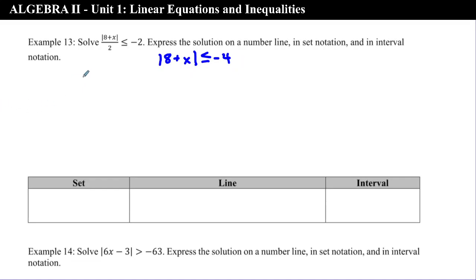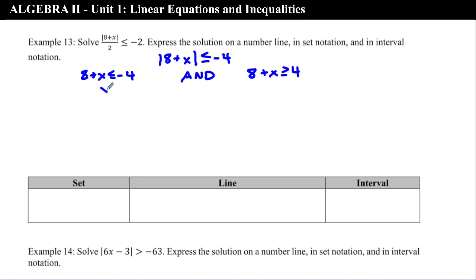From here, we split it up. We have 8 plus x is less than or equal to negative 4. We have 8 plus x is greater than or equal to positive 4. Again, flip the sign, change the sign for that second one. Now, in this one, we're pointing to the left, or we're doing less than, so we have an AND statement. And we're just going to solve.